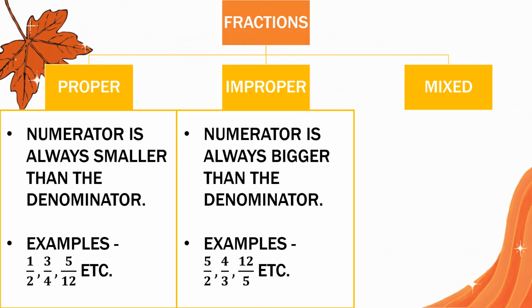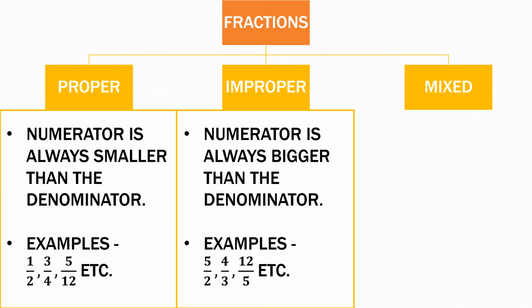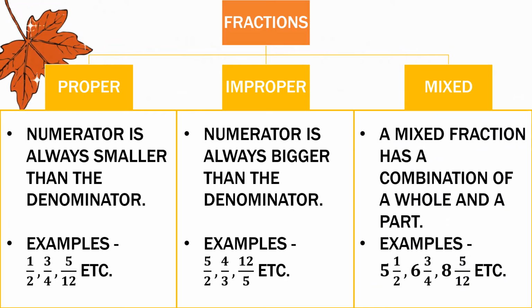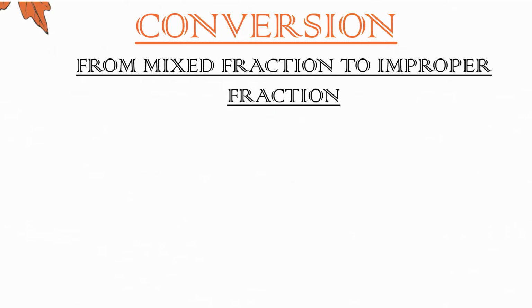Improper fractions. In improper fractions, numerator is always bigger than the denominator. Examples are 5 by 2, 4 by 3, 12 by 5, etc. Mixed fractions. A mixed fraction has a combination of a whole and a part. Examples are 5 1 by 2, 6 3 by 4, 8 5 by 12, etc.